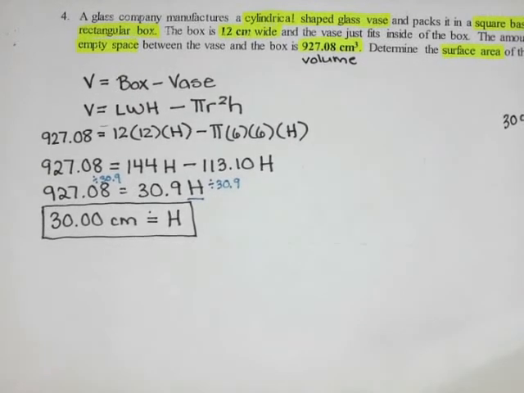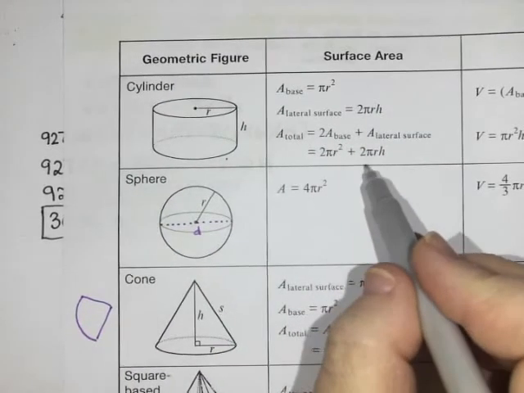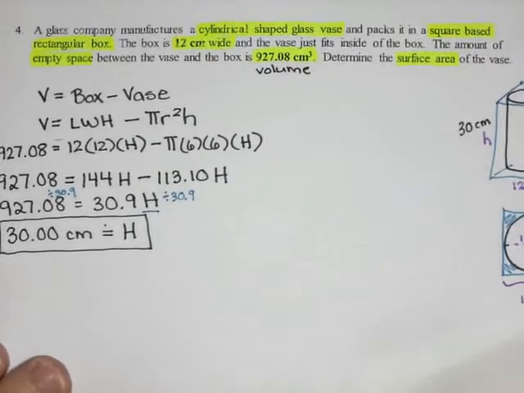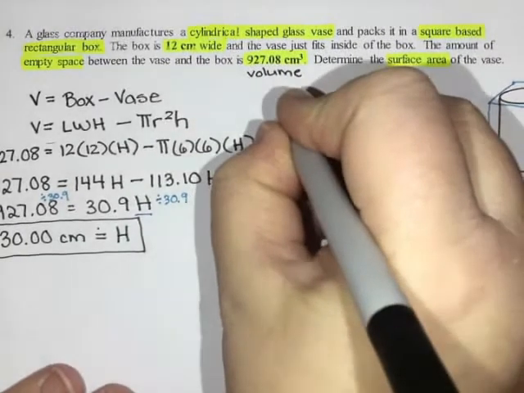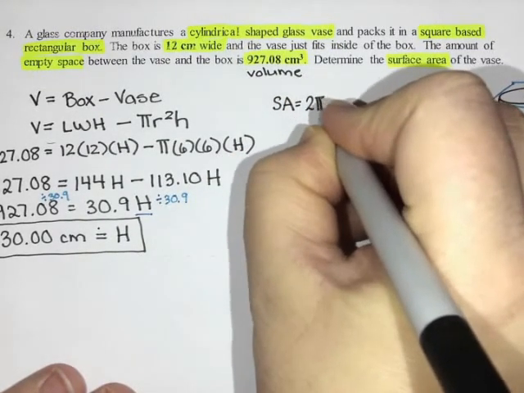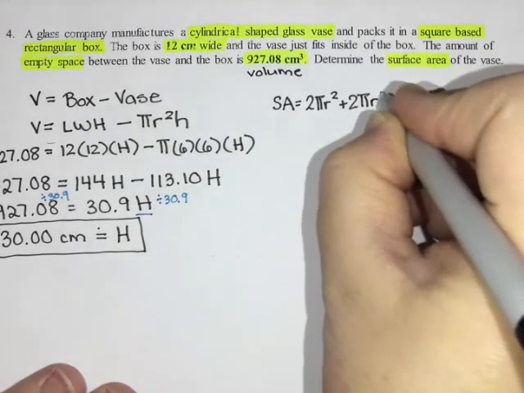Okay, so now I'm supposed to find the surface area of just the vase. So I'm going to look up the formula for a cylinder. I notice that it is 2 pi r squared plus 2 pi r h. So I am going to start with that. Maybe we'll do it here. So I'm going to say the surface area is 2 pi r squared plus 2 pi r h.